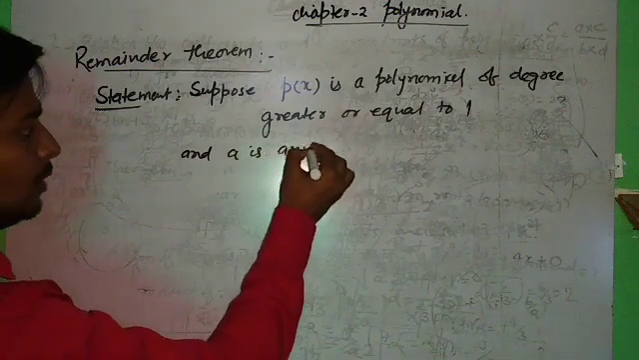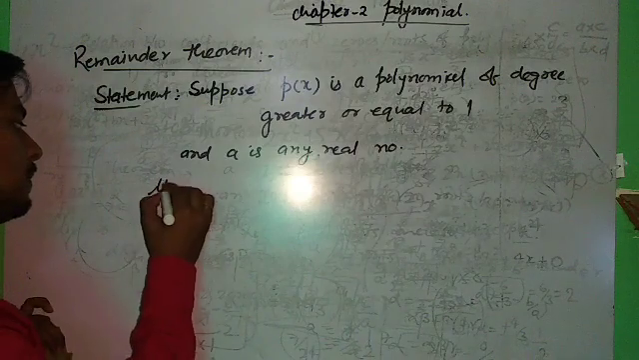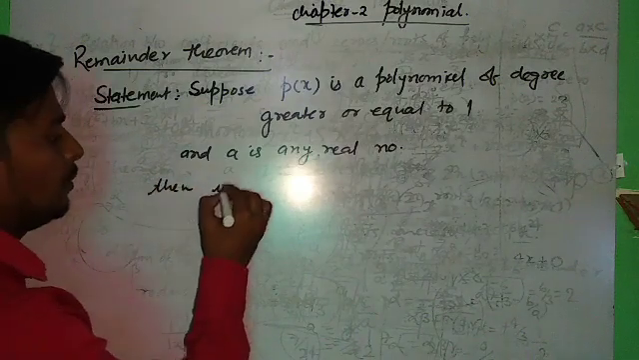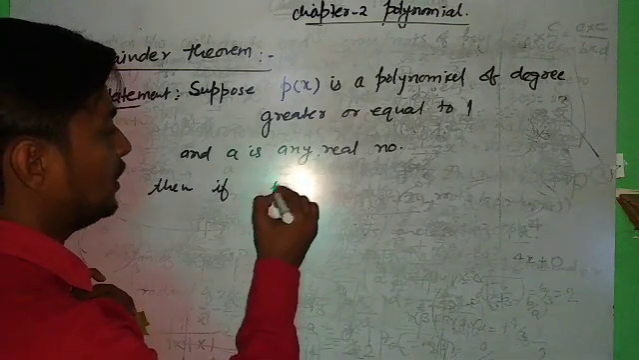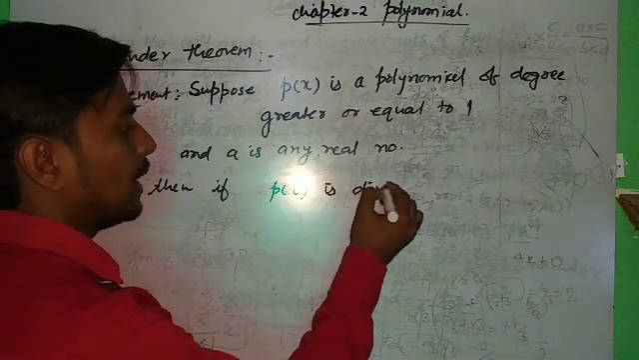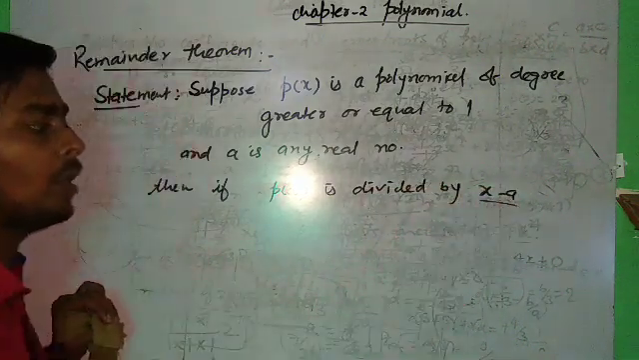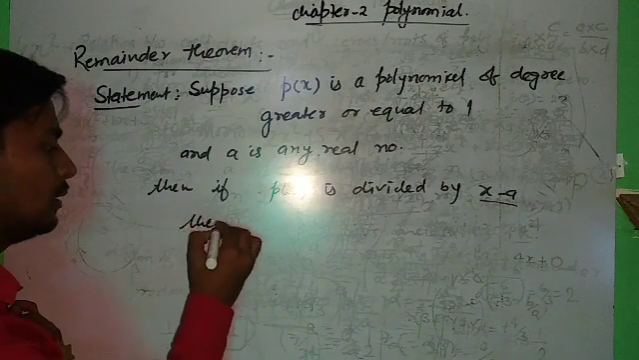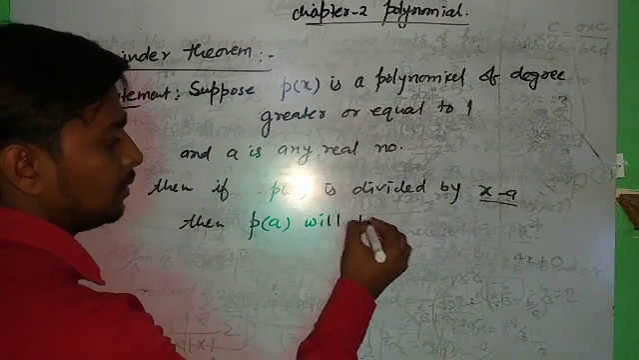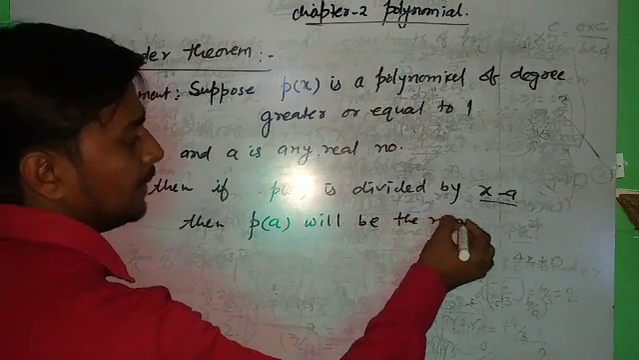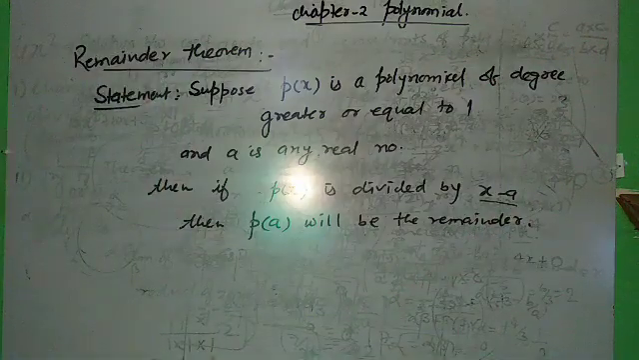If a is any real number, then if p(x) is divided by the linear polynomial x minus a, then p(a) will be the remainder.